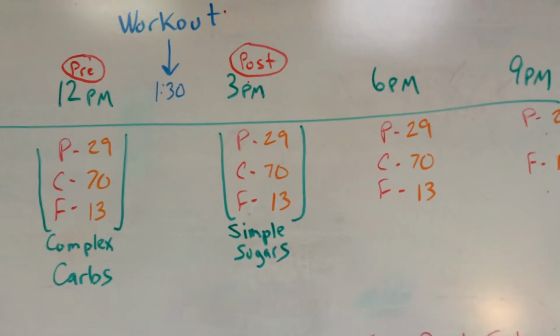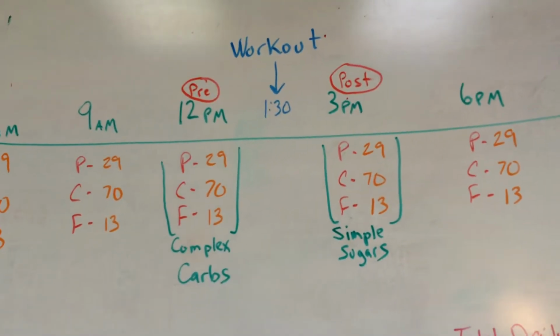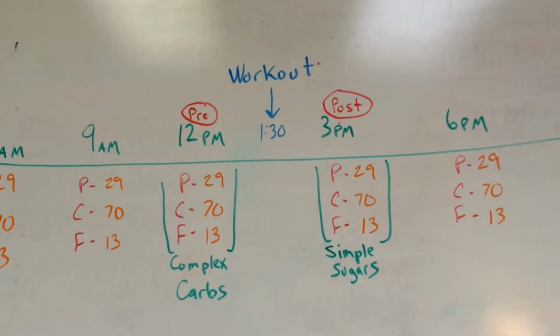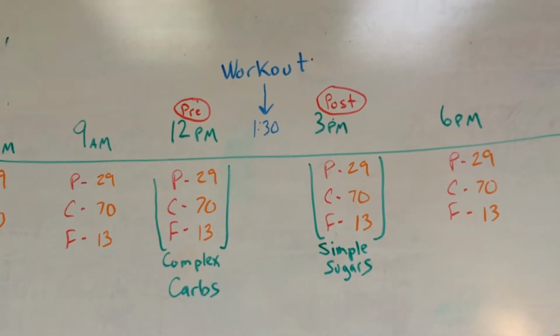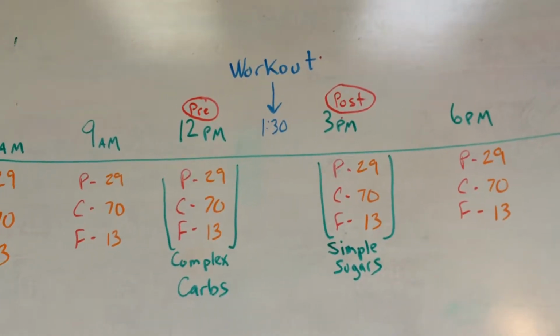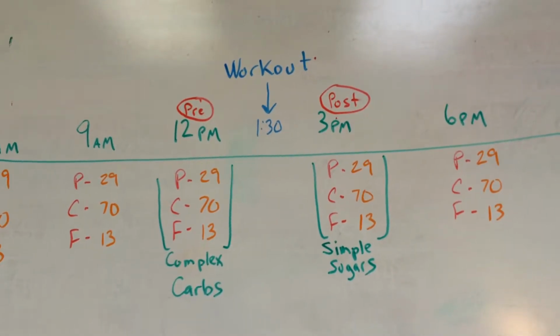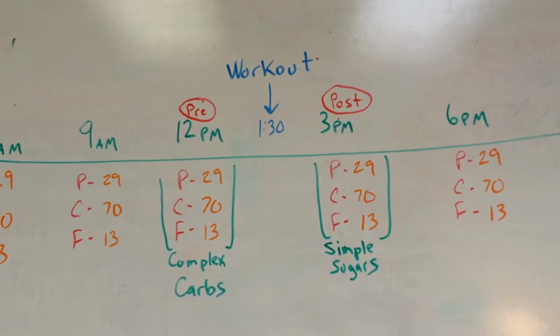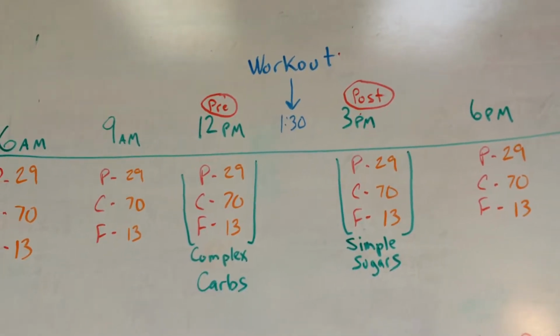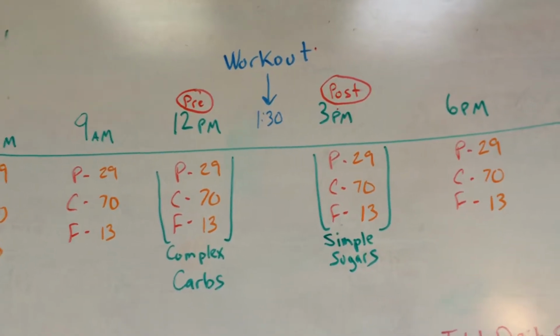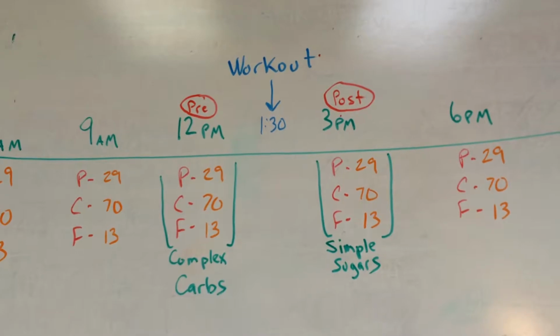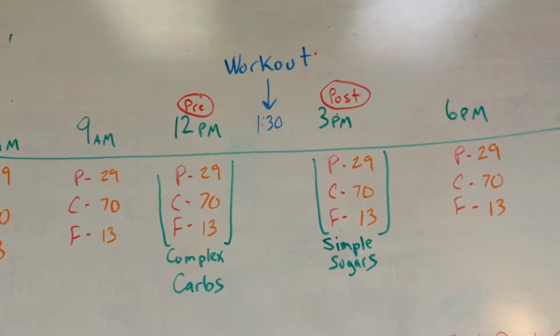So here's the next part. This is pretty crucial, and if you do this over time, it will become second nature to figure these out. As an example, I'm going to do my workout today at 1:30. So I have my 12 p.m. meal and my 3 p.m. meal before and after that. Those are actually going to be my pre and post workout meals.